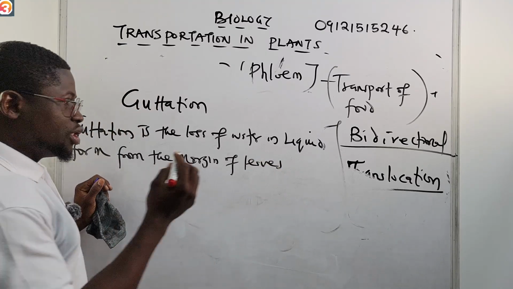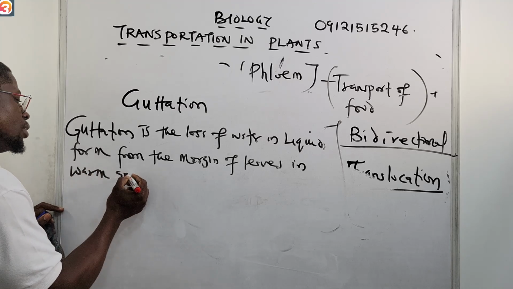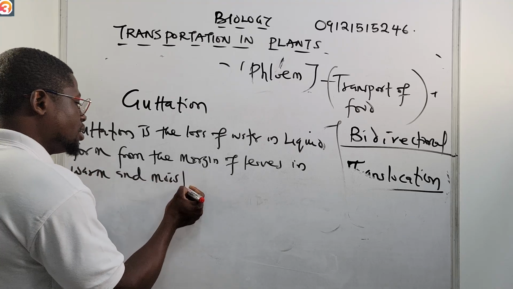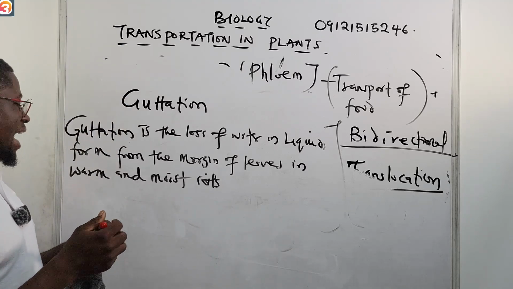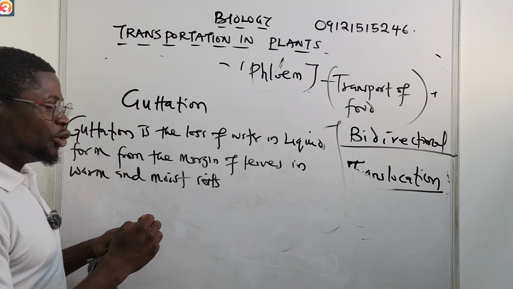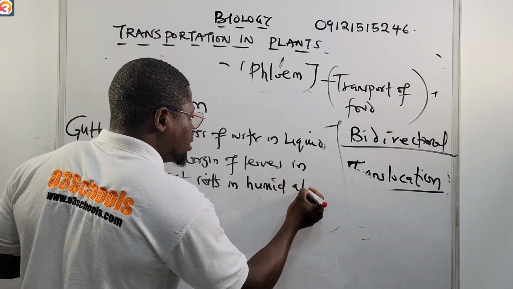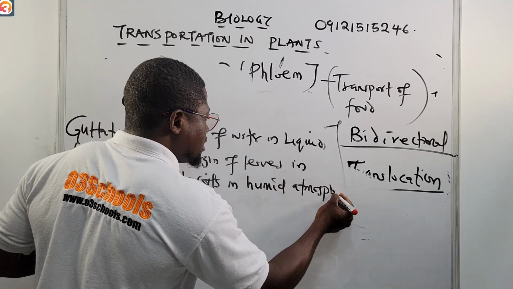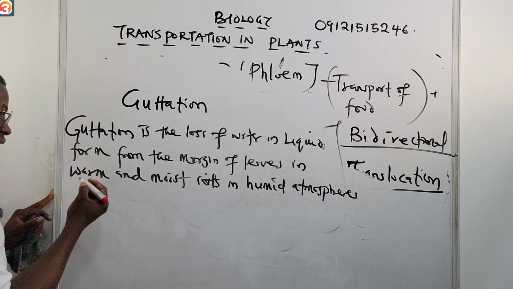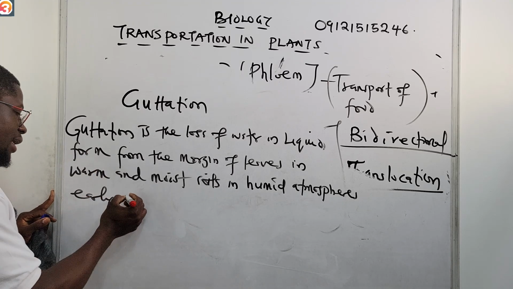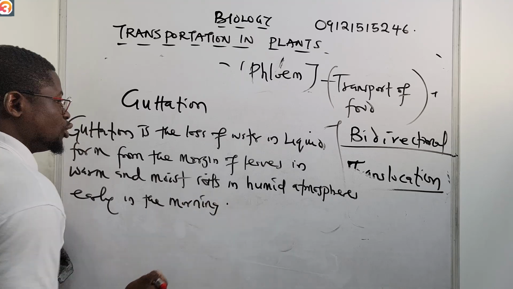Of leaves, usually in warm and moist soils. Okay, usually what? In warm and moist soils, in humid atmospheres, usually happens early in the morning. Okay, early in the morning. Okay, that is what guttation is.